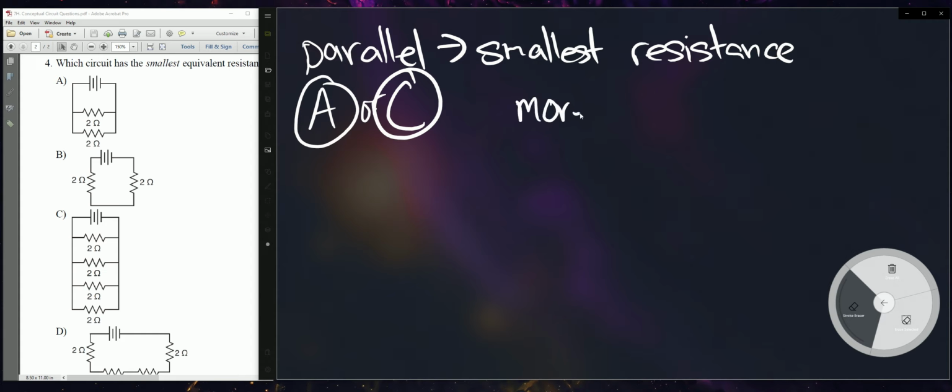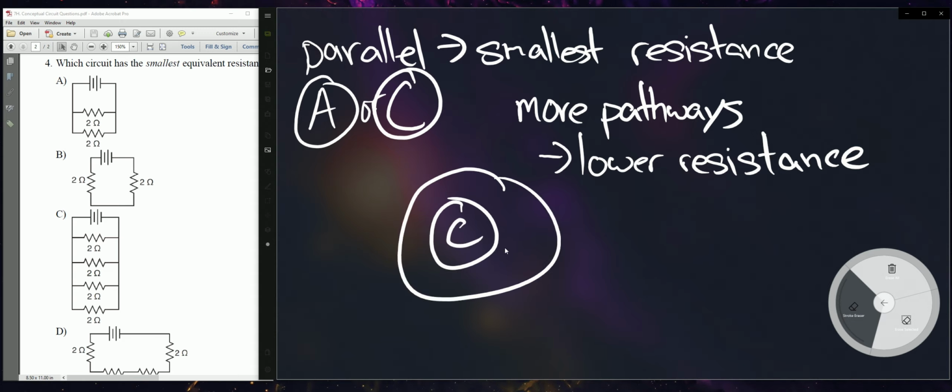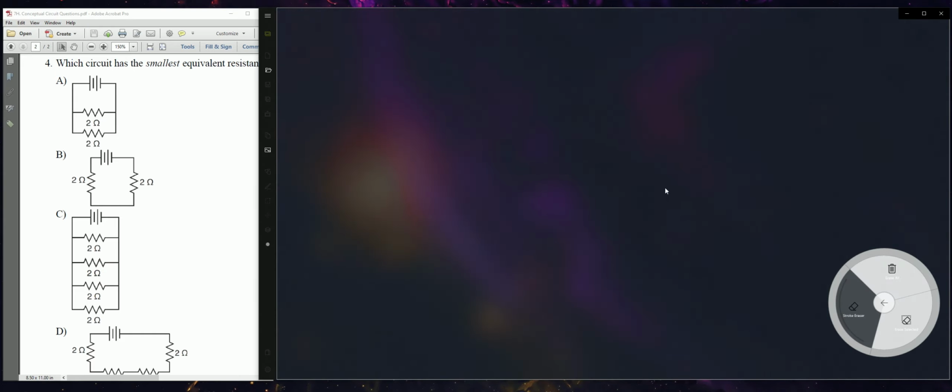More pathways, lower resistance. So the choice is C. Choice C is the answer because there are more pathways. Again, think about it: more escalators, more people can travel through, less resistance. So it's going to be C. And you can obviously prove that using math as well.